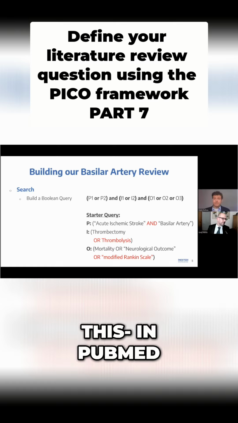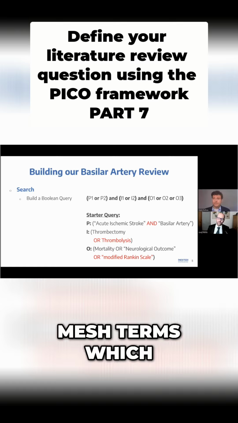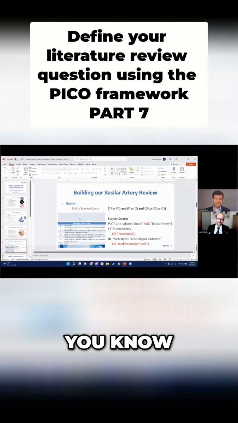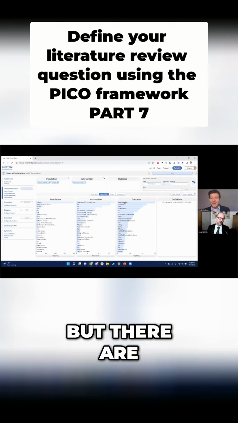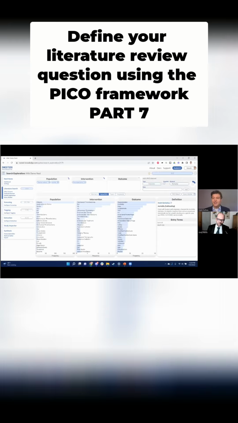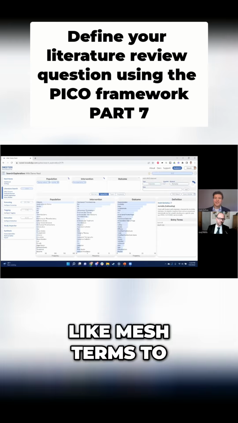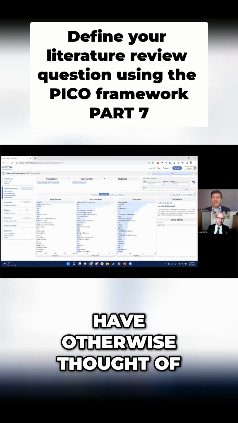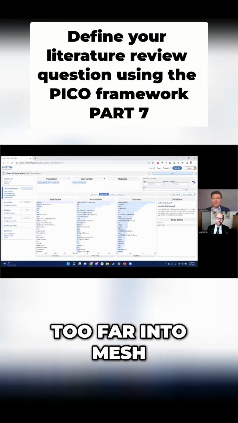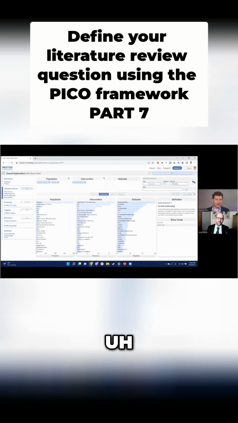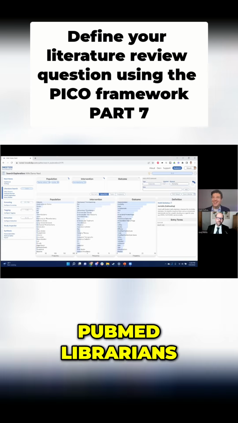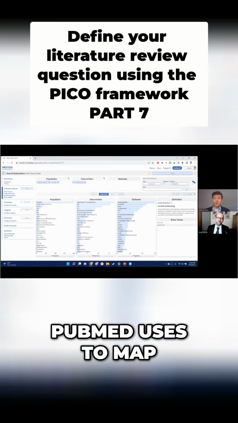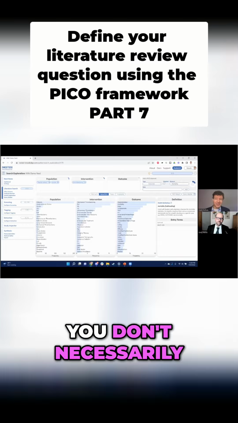And of course, if you're doing this in PubMed, you can use MeSH terms, which are a great way to kind of just, and we won't talk about MeSH terms today because that's a whole 20-minute conversation, but there are ways that you can really use technology like MeSH terms to identify the synonyms that you might not have otherwise thought of. If you don't want to get too far into MeSH terms, and just for those who aren't PubMed librarians, MeSH is basically a structured vocabulary that PubMed uses to map between synonyms. You don't necessarily need to learn them.